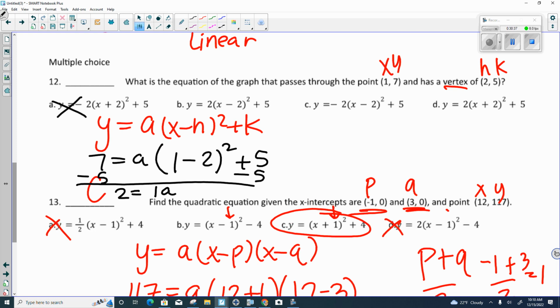It's not this one. It's not this one. Oh, I have to do one more step. It tells me my vertex is 2, 5. Does 2, 5 match up with this, or does 2, 5 match up with this? If you are no longer fooled by this little deal, you'll know that it's B.